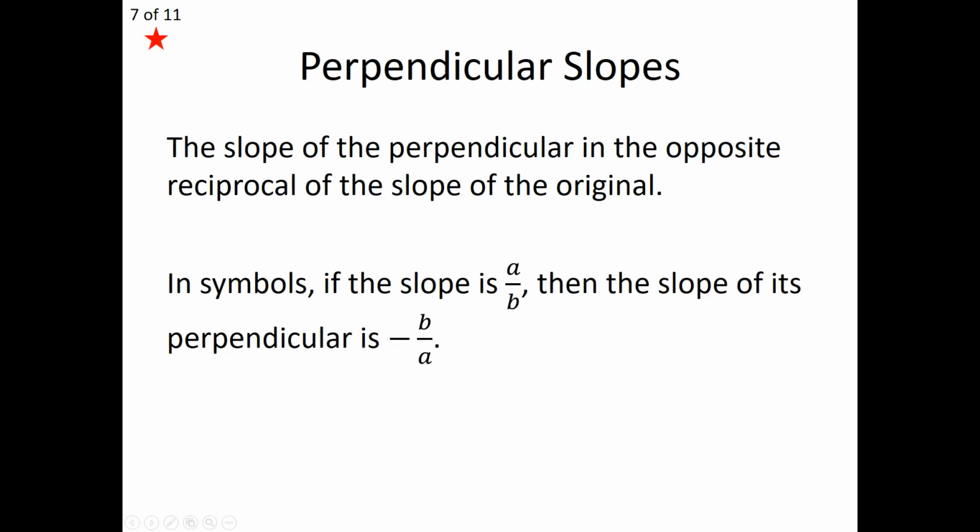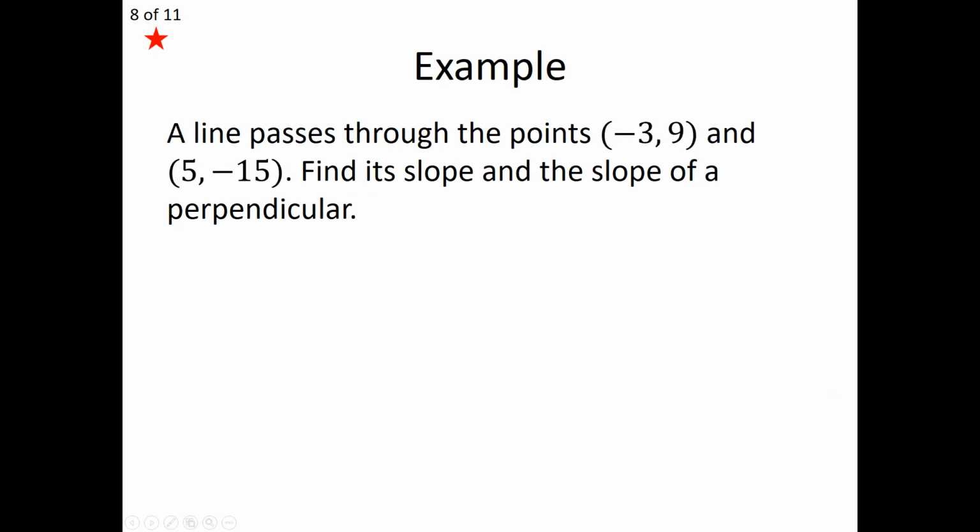For the perpendicular slopes, what we say is the slope of a perpendicular line is the opposite reciprocal of the slope of the original. So in symbols, if we find that the slope of a given line is A over B, then the slope of the perpendicular to that line would be negative B over A, because we take the opposite reciprocal of that given fraction. So let's talk about doing several examples of determining what the parallel slope would be to a line, and also what the perpendicular slope will be to a line. We'll follow up this lesson with several examples.